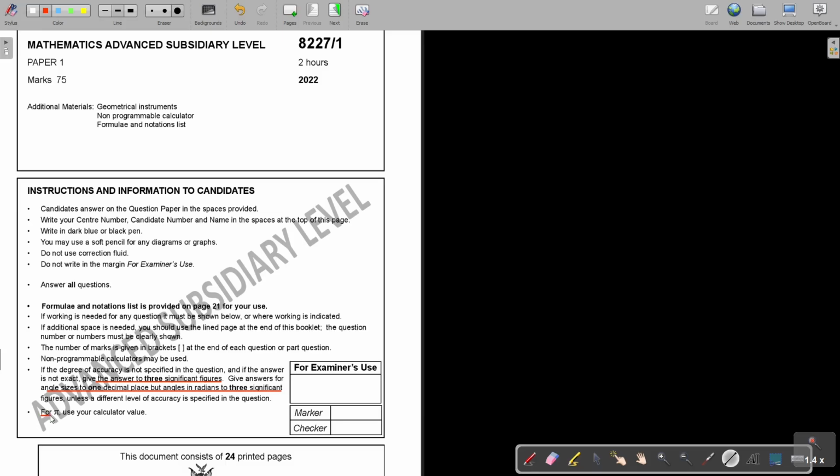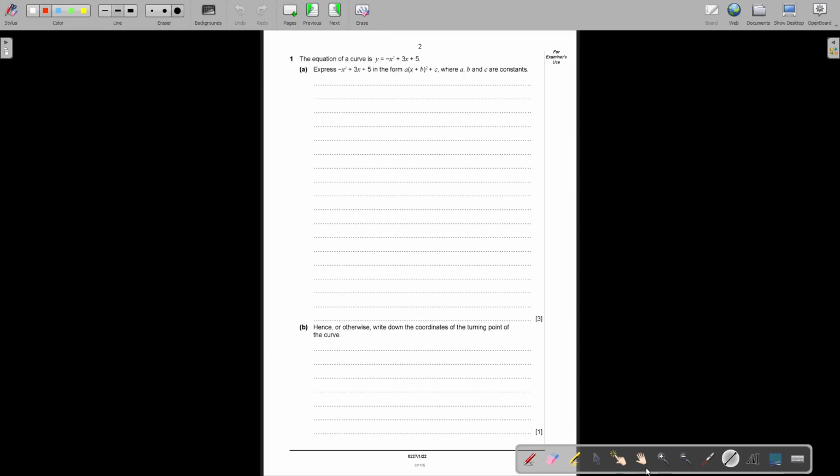And then for pi, use the calculator value. Very important. They don't say 3.142. They just say use the calculator. So I just wanted to highlight that. Let's go on to the next page and start with question number 1.